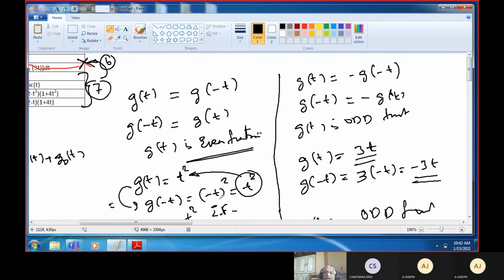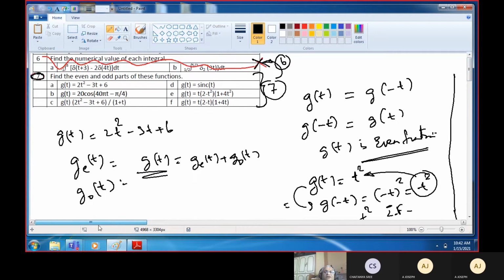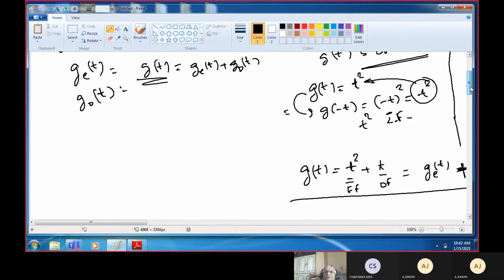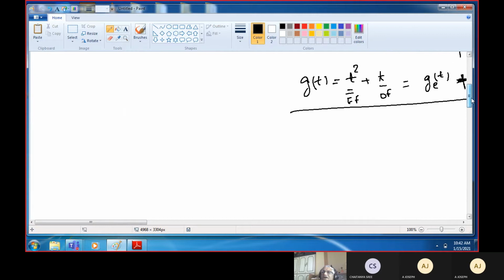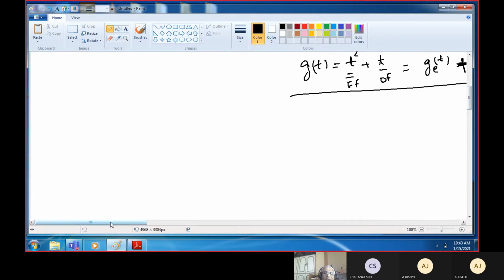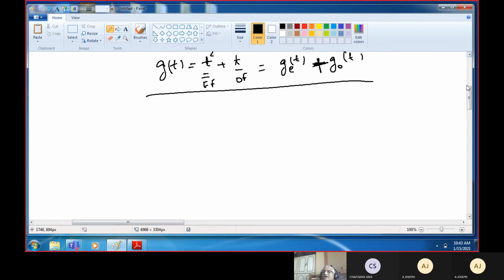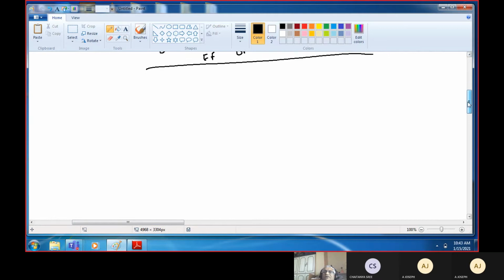That means we have to separate. What is it that we have to do here? We have to find the even and odd parts of these functions. Now, how do we do that mathematically? We already did this derivation, but to make it complete, I will explain one more time so that you remember very well, because it can come in the exam.